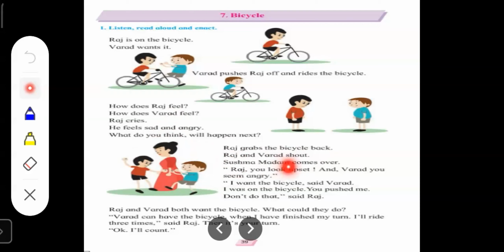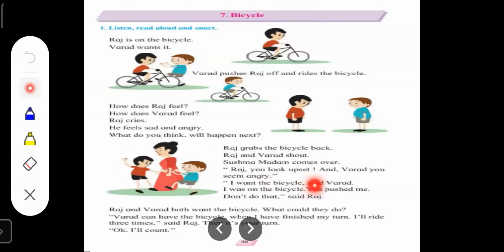Raj, you look upset, and Varad, you seem angry. When they are both shouting and fighting, Sushma madam passes over and she says, Raj, you look upset. Upset means sad. And Varad, you seem angry. So when they are fighting, they are not fighting silently, children. Raj and Varad are shouting also. And when Sushma madam passes over, she asks Raj, you look upset. Upset means sad. And she asks Varad, you seem angry.